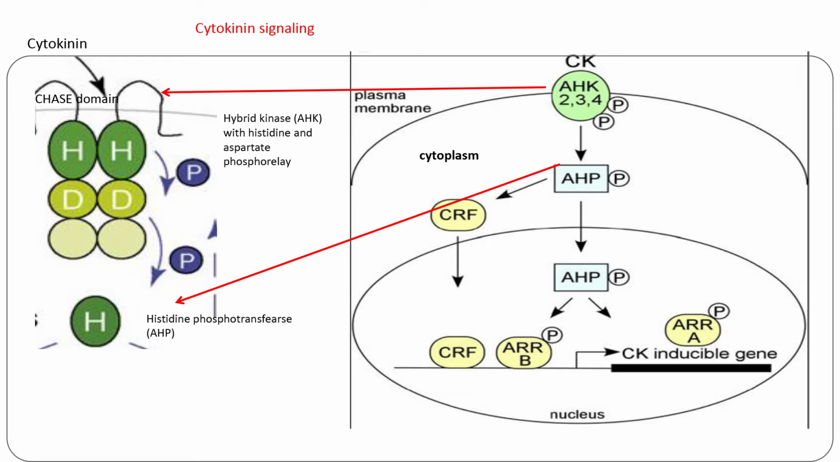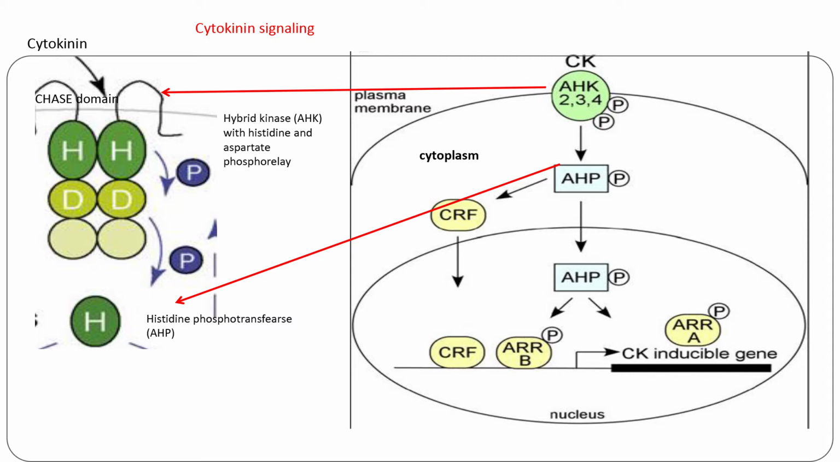Change in conformation of the cytokinin receptor leads to binding of another protein called the histidine phosphotransfer protein or AHP to this receptor, and the phosphate group is transferred to AHP. Phosphorylated AHP then moves to the nucleus and transfers the phosphate group to either type B response regulators or type A response regulators.